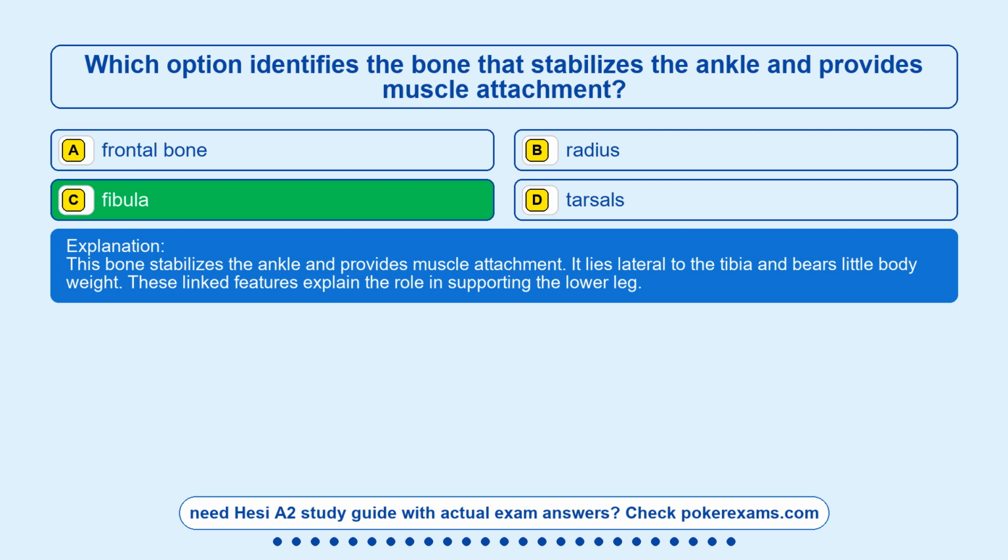This bone stabilizes the ankle and provides muscle attachment. It lies lateral to the tibia and bears little body weight. These linked features explain the role in supporting the lower leg.